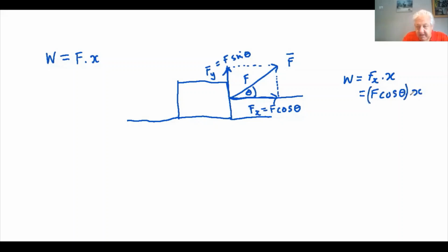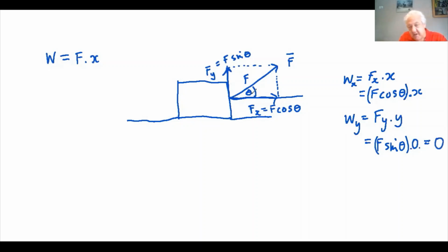Dot means multiplication. This is the work in the x direction. Work in the y direction is Fy dot y, which is F sin theta dot y. But y is equal to 0. So the work done is 0, as we have said. So forces perpendicular to the direction of motion do no work.